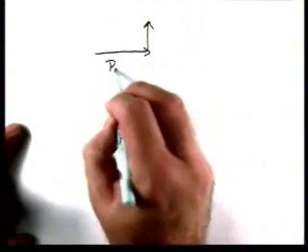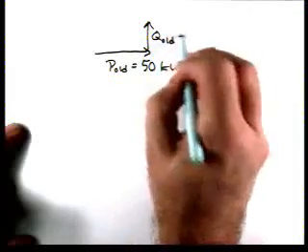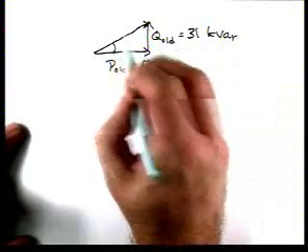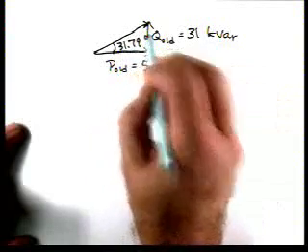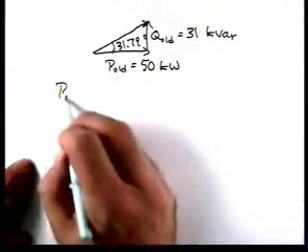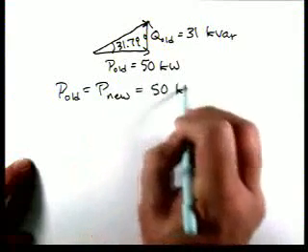So we've completed the first step now. Let's draw a power triangle. So P old equals 50 kilowatts, Q old equals 31 kilovars, and here's this angle, 31.79 degrees. Now, we added a capacitor. Remember, ideal capacitors don't absorb real power. So P old should equal P new, 50 kilowatts.